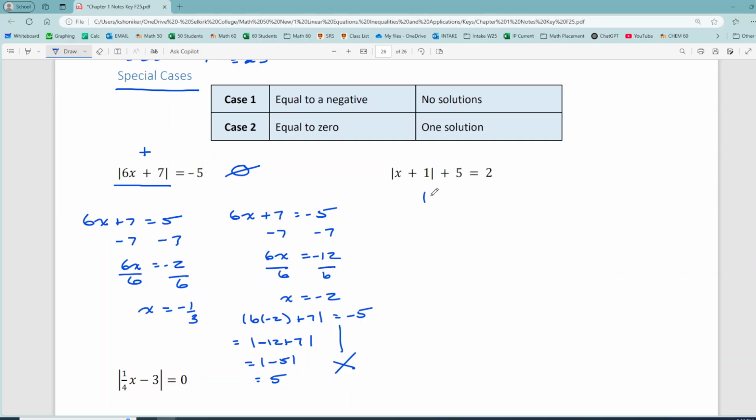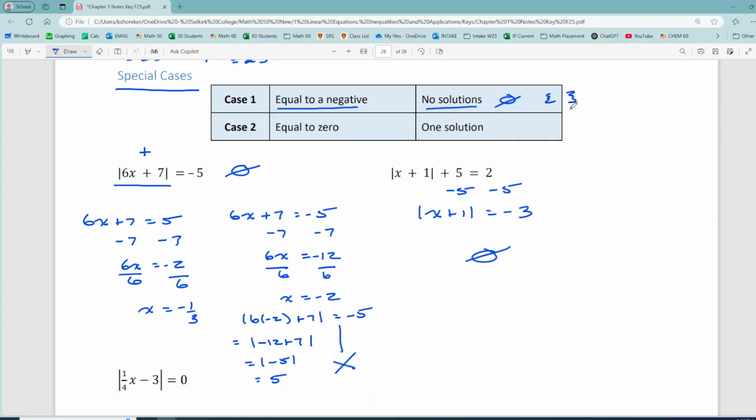If I did step number 1, where I went to isolate my absolute value, I'd see even more that this question can't work. This would be the absolute value of x plus 1 equals negative 3. Is there anything I could put in here that when I take the absolute value of it, it's going to become negative? No, there are no solutions to this question. So if it's ever equal to a negative, just say no, either a null sign or empty set brackets, and be done. Okay, so that's case number 1.